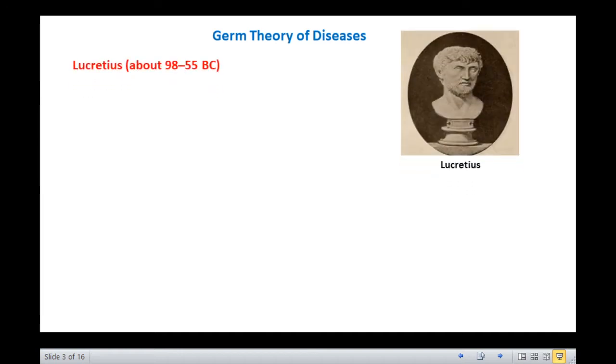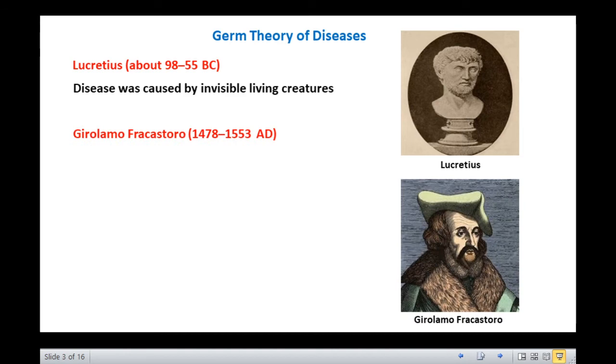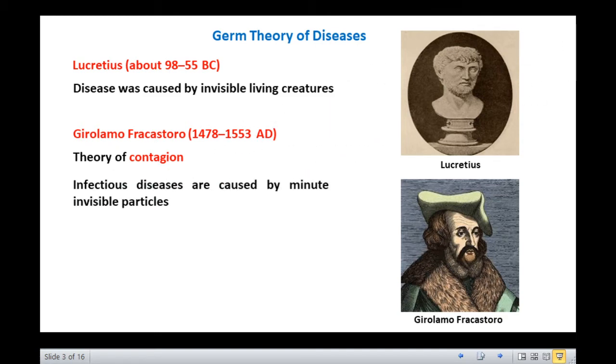Even before microorganisms were seen, some investigators suspected their existence and their responsibility for diseases. Among these, the Roman philosopher Lucretius suggested in his written work that diseases are caused by invisible living creatures. Yet another scientist was the physician Girolamo Fracastoro, who suggested the theory of contagion. He proposed that infectious diseases are caused by minute invisible particles.